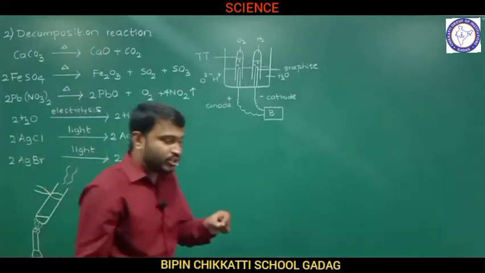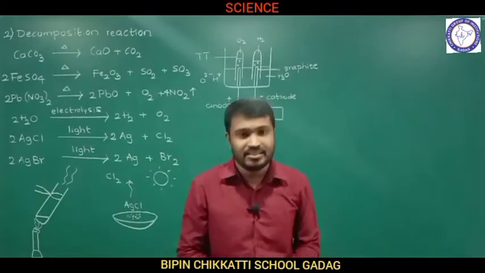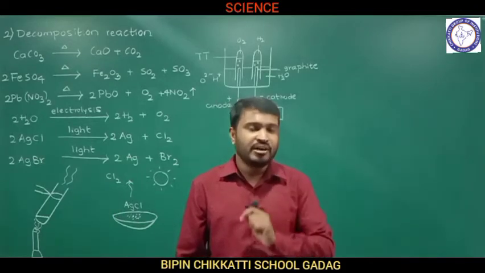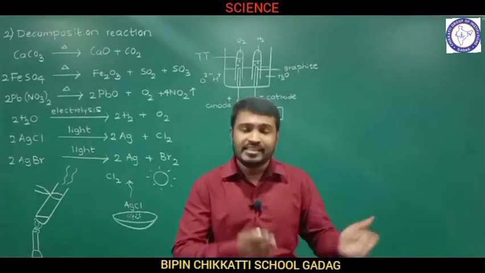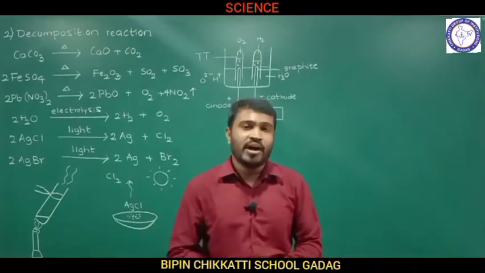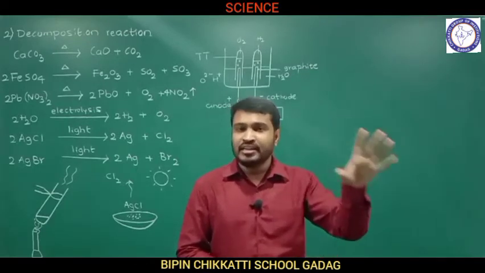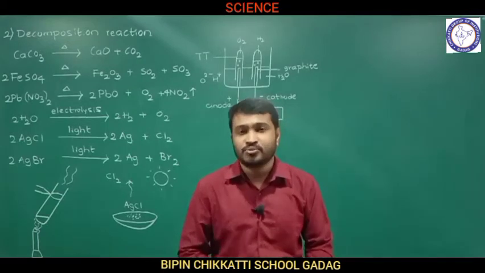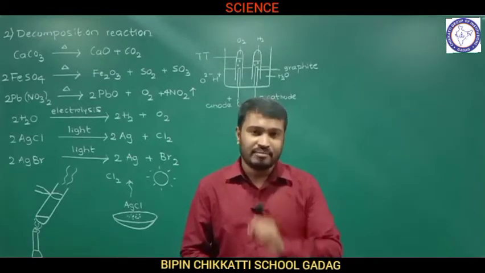This decomposition of silver chloride and silver bromide takes place in the presence of sunlight, whereas in the absence of sunlight, in the dark, there is no decomposition. This is how sometimes heating is required, sometimes sunlight, and sometimes the process called electrolysis is required for splitting a single reactant to get two or more simpler products, and that we call a decomposition reaction. That is the second type of chemical reaction, the decomposition reaction.